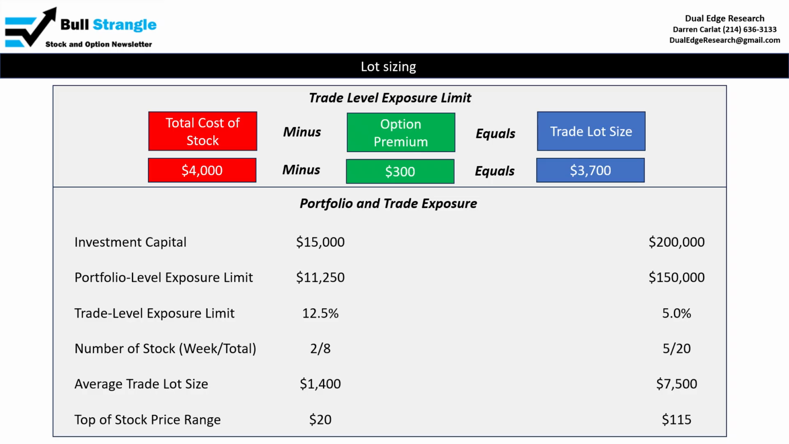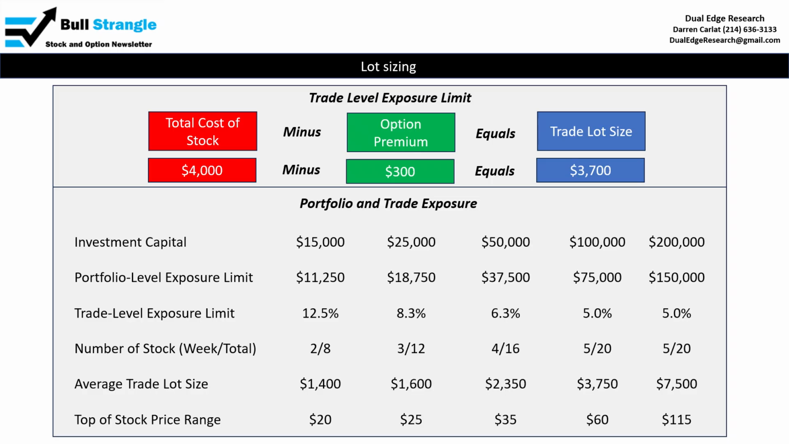The number of stocks per week in total would be 2 per cycle and 8 total. And then the average trade lot size would be $1,400. And you're then looking at the top of your stock price range to be about $20. Now, I'm going to just drop in these middle areas here because you can see how they range across. But these numbers are not hard and fast, but you can see how I'm thinking through this. And as we get through the individual risk rules, I think you'll start to see why each of these are important.